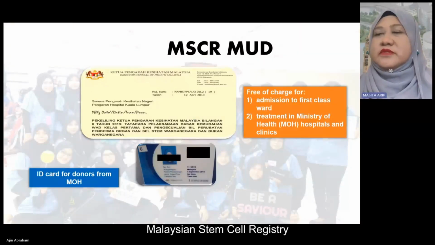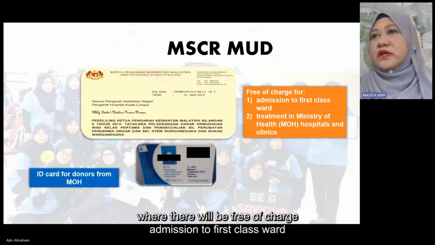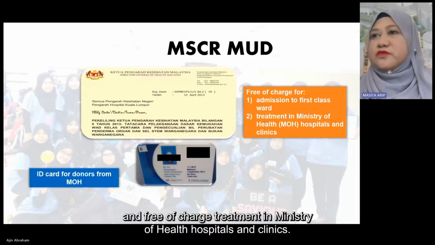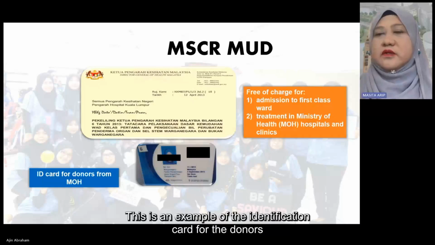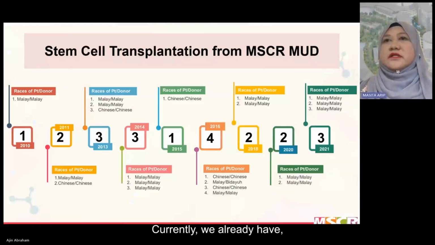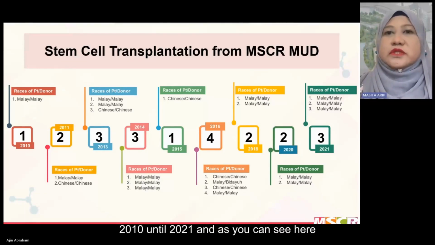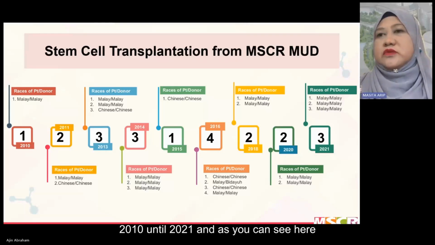For Malaysian Stem Cell Registry donors, they will be given a special card from the Ministry of Health, with free admission to first class ward and free treatment in Ministry of Health hospitals and clinics. These are examples of the identification card for the donors from MOH. Currently, we already have 21 matched unrelated donors from MSCR, from 2010 until 2020-21.